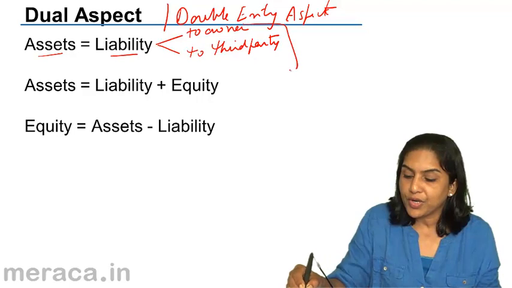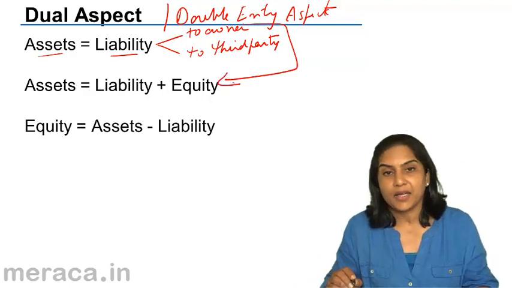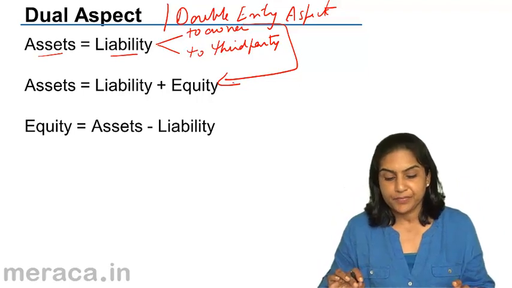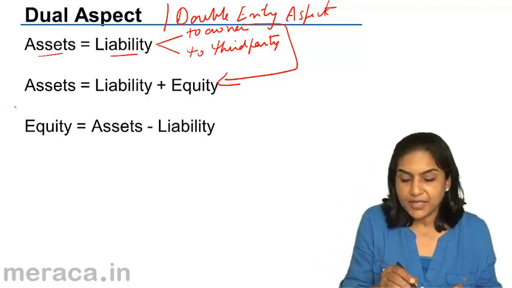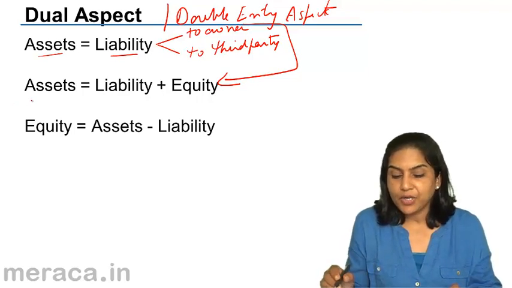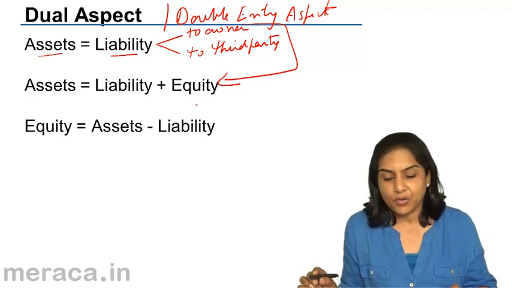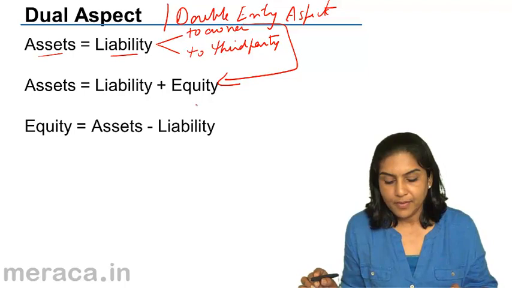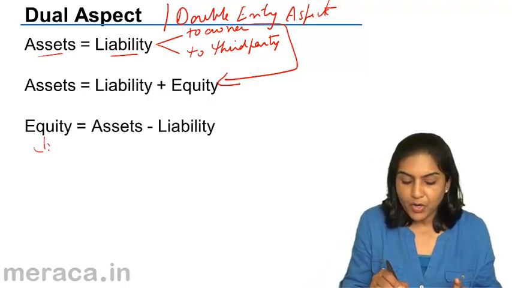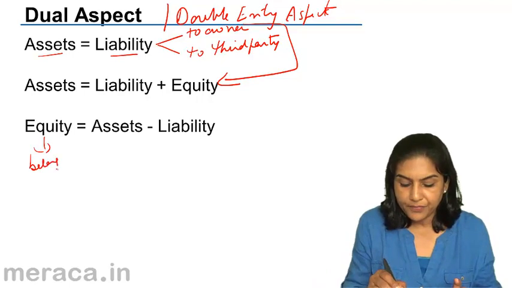Liability to the owner is often called equity. That is the owner's share. So sometimes the equation may be written as assets equal to liability plus equity. Or equity, what is equity? What belongs to the owner?